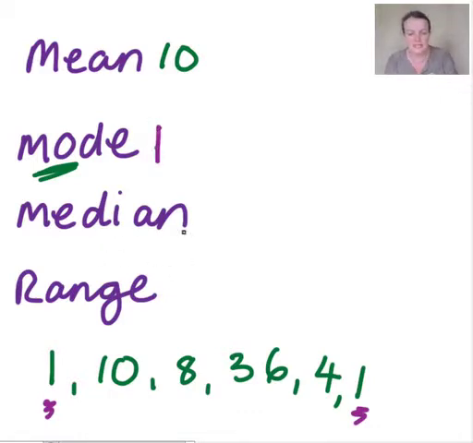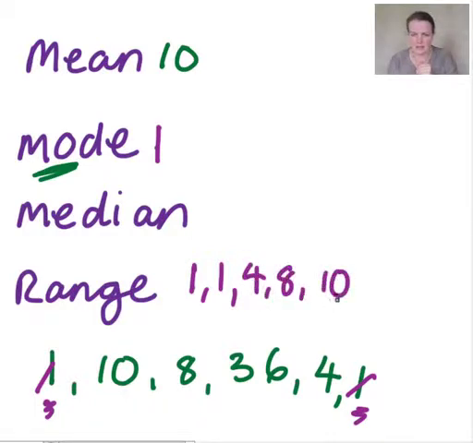Now the median means what would the middle number be if they were all put in order? So we've got, now notice we've got the 2 1s. You must put them both down because they both count. They are both a contribution to the data. So we've done that one, done that one. The next one would be 4, then 8, then 10, then 36. Have I missed one out?